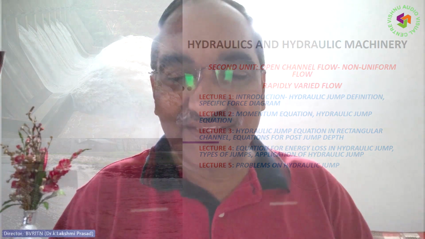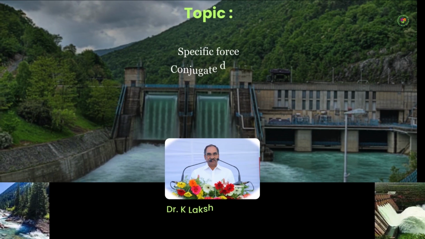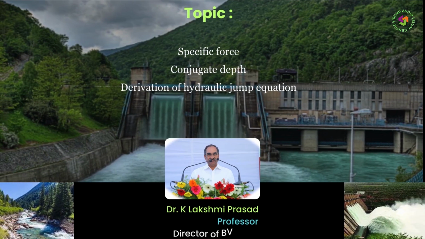So total lectures in this particular rapidly varied flow are 4 lectures. Lecture 1 is rapidly varied flow, hydraulic jump, and general equation of hydraulic jump. Lecture 2 is the equation of hydraulic jump in case of rectangular channels. Lecture 3 is energy loss and length of the jump, and basically applications of hydraulic jump. With that, the theory part is closed. The last part is we will take up the problems, 4 lectures.